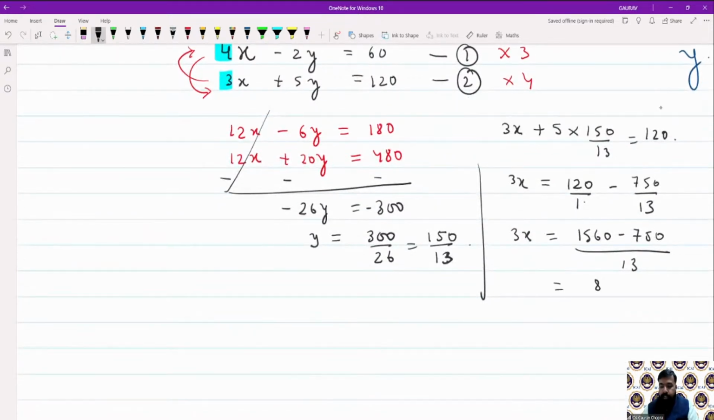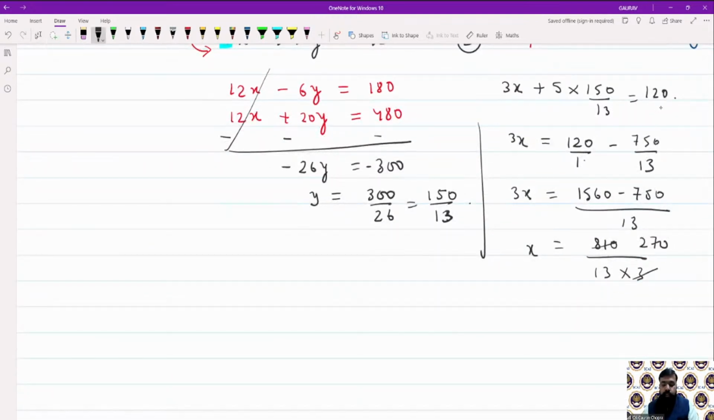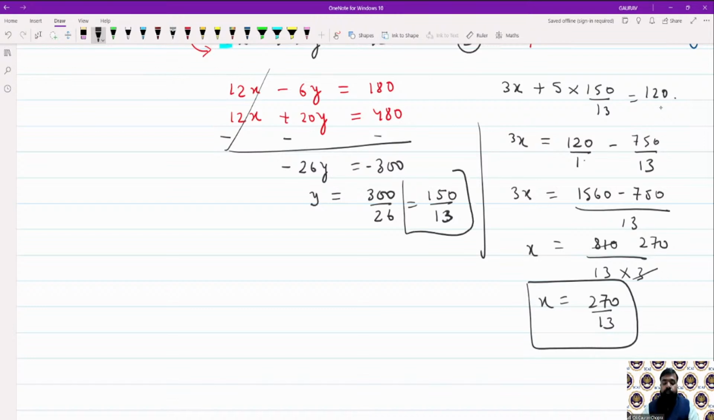So we are getting 810 upon 13, and this 3 will also come here. So we can cancel this 3 and find the result. So 270. So the second result is 270 upon 13. This is the value of x. So in this way, we can calculate both the values of x as well as y. All right.